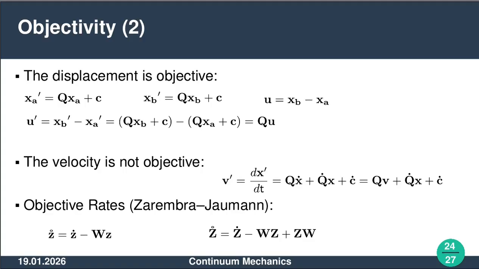The velocity is not objective because we have V prime equals Q times V plus Q dot times X plus C dot. The last two terms, Q dot times X plus C dot, make the test fail. Fortunately, there are ways to surpass such failure by rewriting the derivative, such as the spin tensor W, which comes into use and cancels out the terms which fail the test. One of the alternative derivatives is the Zaremba-Jaumann rate. Both rates pass the test. You can check it. Of course, feel free to check the objectivity of the second order tensors we have seen so far.